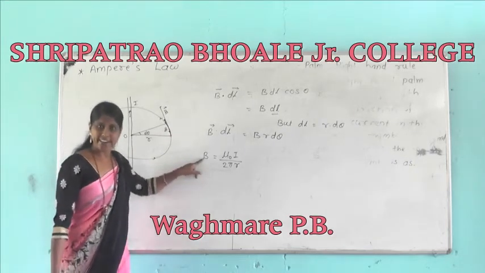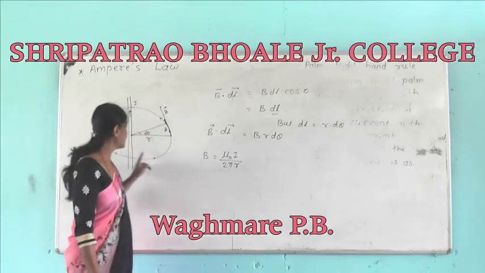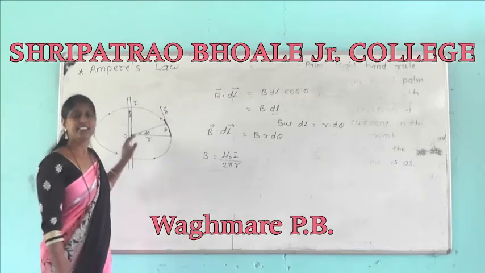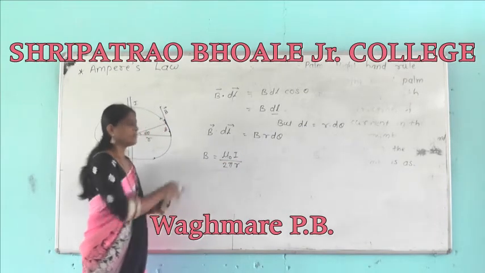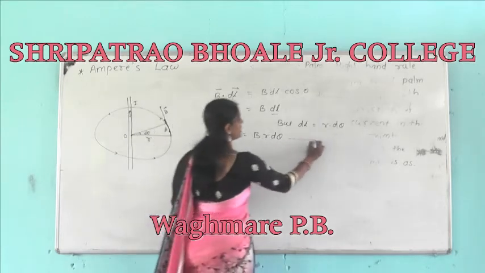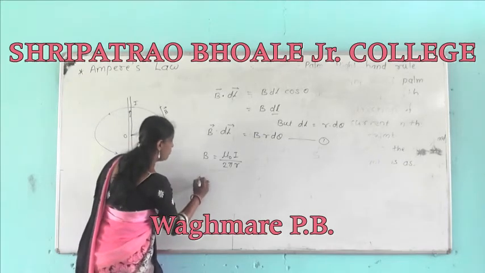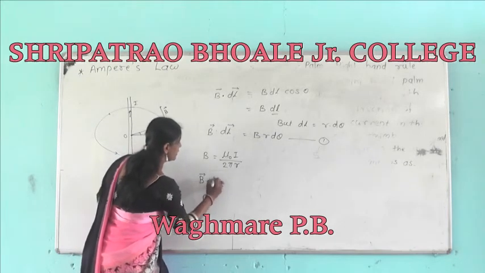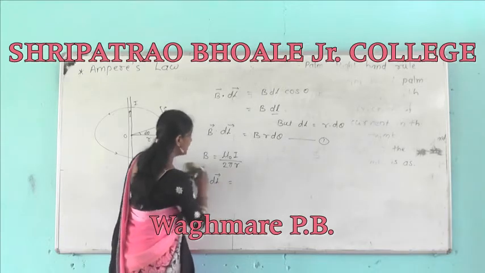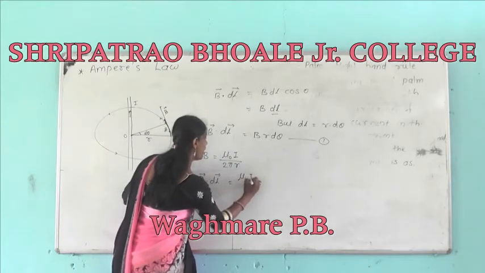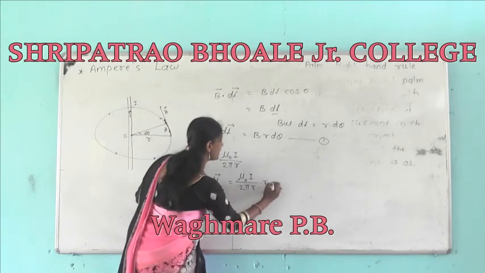We have already derived this formula for the magnetic field at a point near a straight conductor, B is equal to mu naught I upon 2 pi r. Therefore, we can put the value in this equation, say equation 1. Putting this value of B in equation 1, we get B into dl is equal to mu naught I upon 2 pi r into r into d theta.